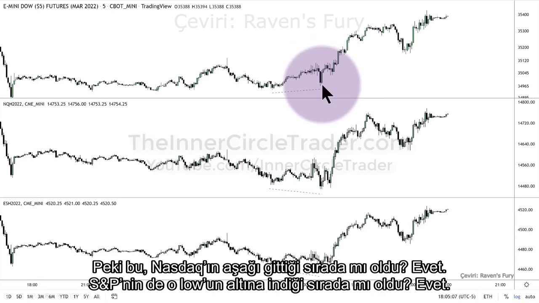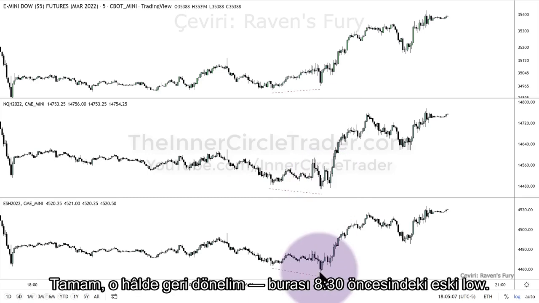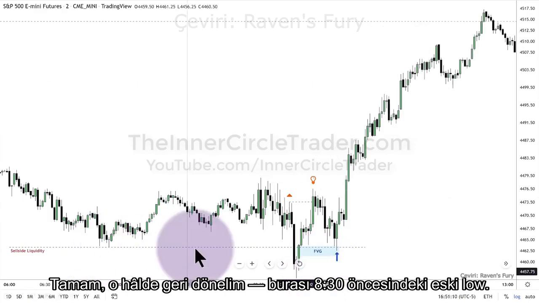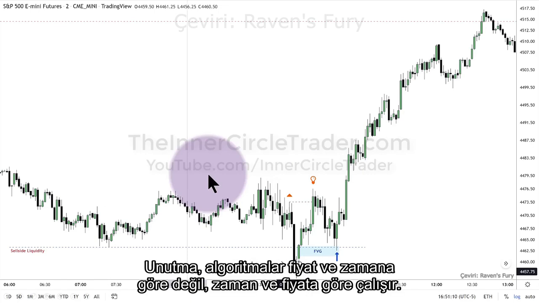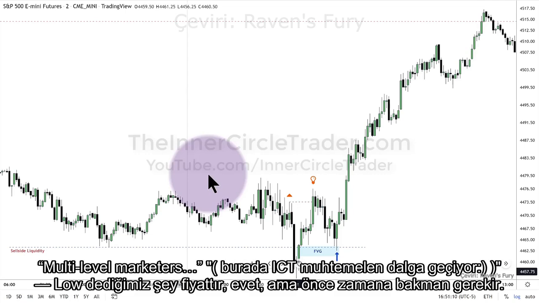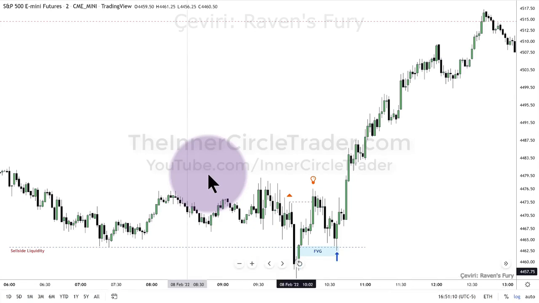Okay, by itself means nothing. Does it happen at the same time that the NASDAQ went lower? Yes. At the same time the S&P went lower than that low? Yes. Okay, so let's go back. Here's that old low prior to 8:30. Remember, algorithms run on time and price. Not price and time. Multi-level marketers. The low, that's the price, yeah. But you have to refer to time first.